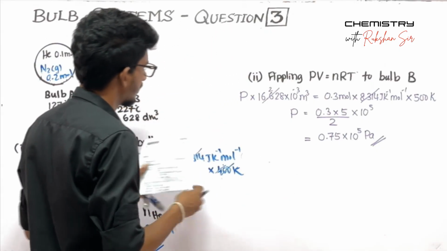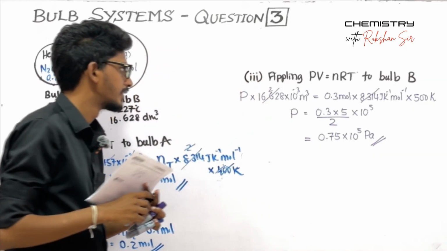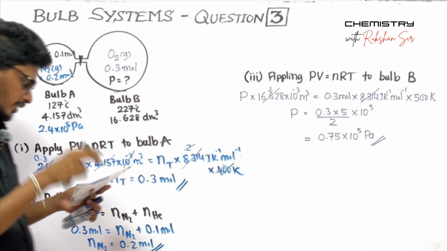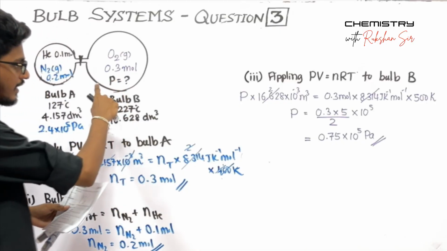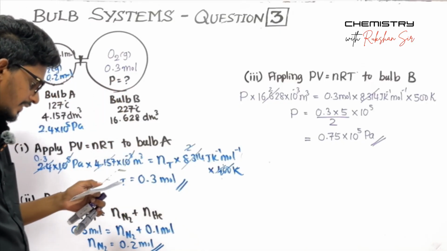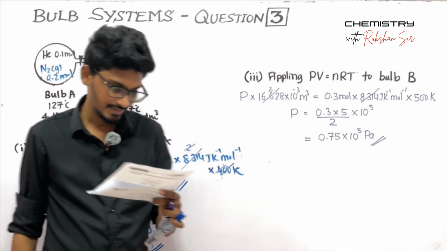That is for the Roman number 3, right? Roman number 3. 2 we had calculated. So the pressure here was also calculated as 0.75 into 10 to the power 5. Things are done. Now they are opening the tap.